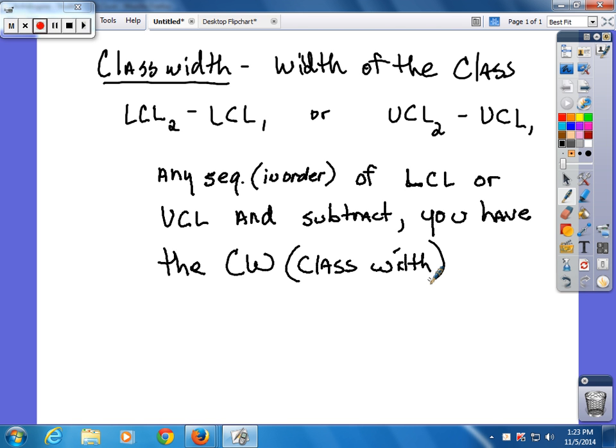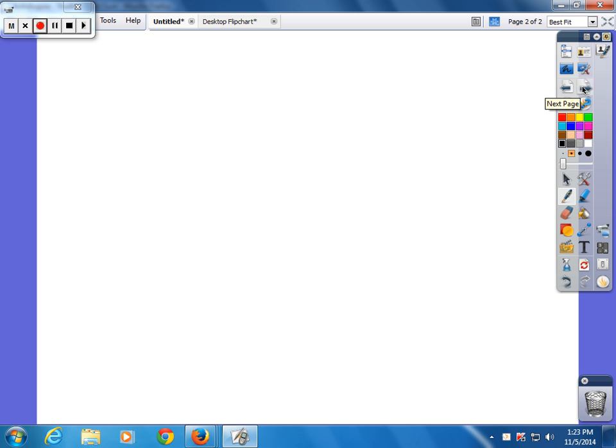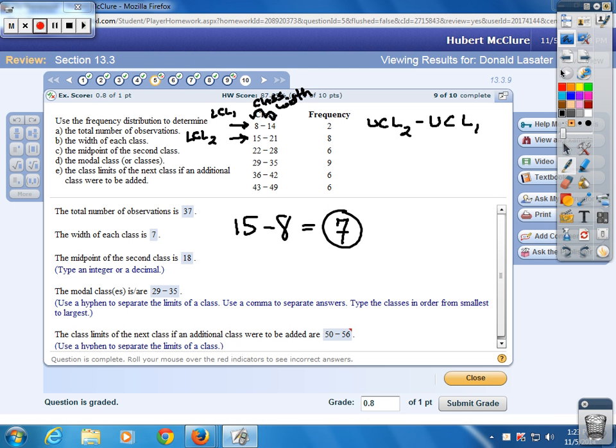And just to recap what class width is, just take the upper class limit, the higher minus the lower, higher minus the lower, higher minus the lower. Any one of those, you're going to get 7. This one minus the lower, this one minus the lower, this one minus the lower. No matter how you do it, you're going to get 7 if you subtract them in sequence.